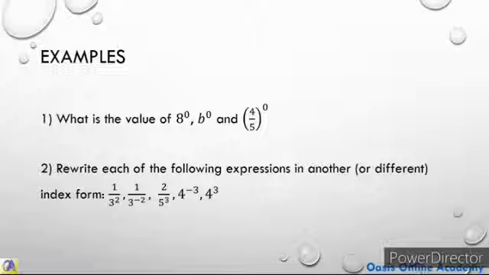Let's see examples. What is the value of a to the power 0, b to the power 0, and 4 over 5 all to the power 0? The second question is to rewrite those numbers written in index form in another form, which will still be index form.